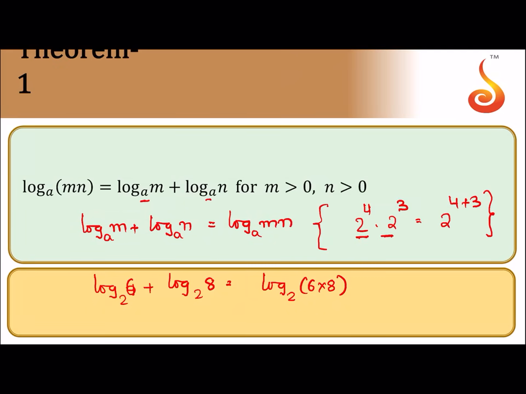So what is the property? Log mn equal to log m plus log n. The base must be same, otherwise you can't add. See, here base is same, that's why exponents are added. So simple property.